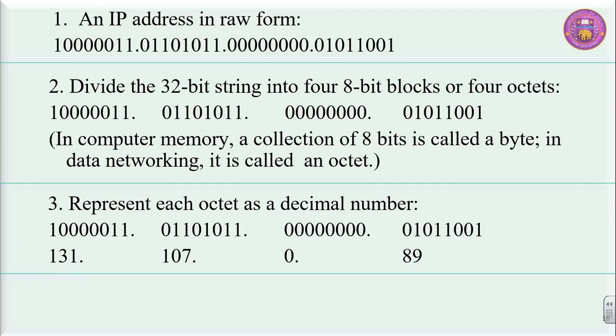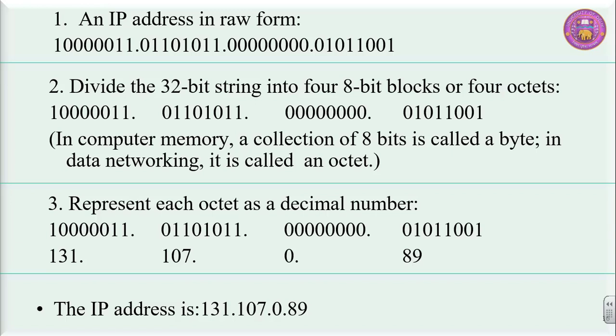Represent each octet as a decimal number. We convert these binaries into decimal numbers, and here we get the number 131.107.0.89. We write this IP address as 131.107.0.89. For us, it becomes easier to remember this address. But to remember a 32-bit long address is nearly impossible.